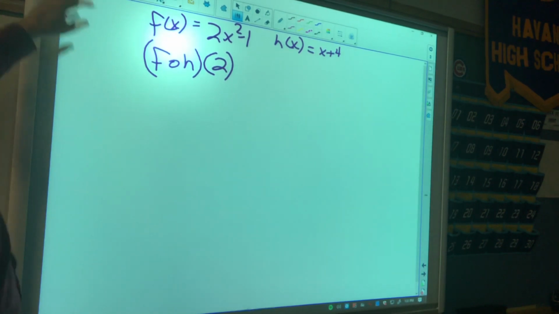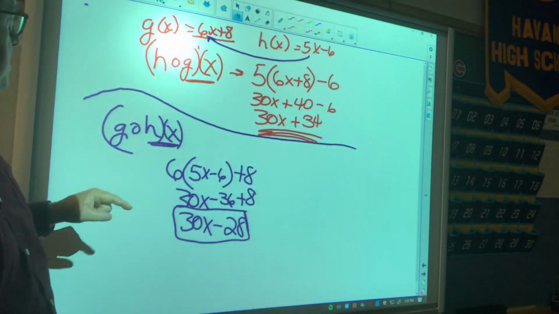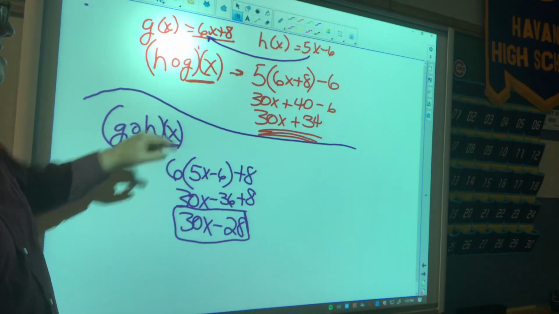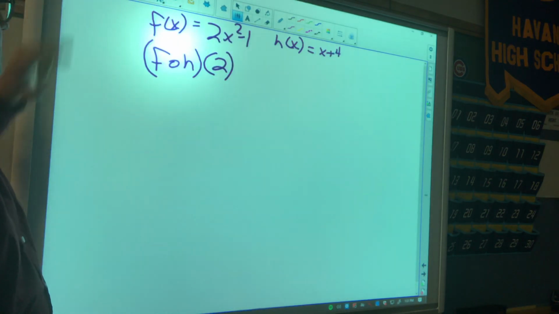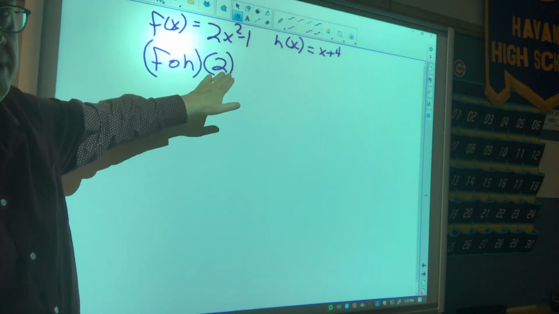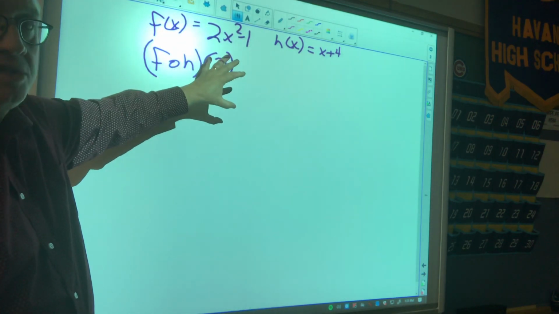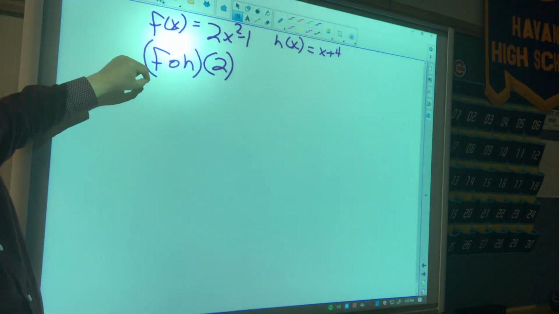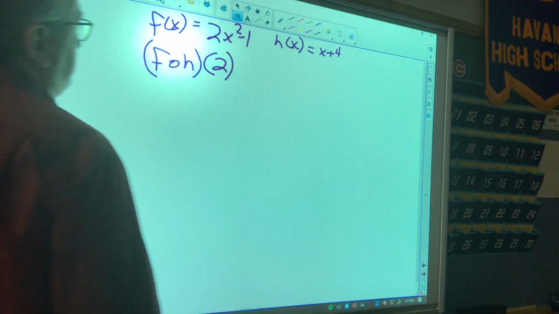Now, notice the difference here. When I go back to the previous screen, I took the h of g of x, or the g of h of x. So I was taking one function and putting it into another function. In this example, I'm taking an actual numeric value and putting it into the function. Then I'm going to take that result and put it into the other function. I know that seems a little bit confusing, but let's work through this. It's really not too bad.